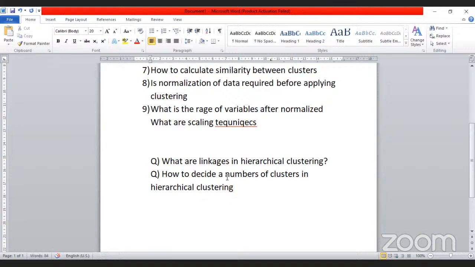So how to decide the number of clusters? We have a dendrogram in hierarchical clustering, a tree-like structure. In the dendrogram, we have to see the longest horizontal line that is not cut, and when we cut that line, however many clusters are forming, that many clusters we have to choose.